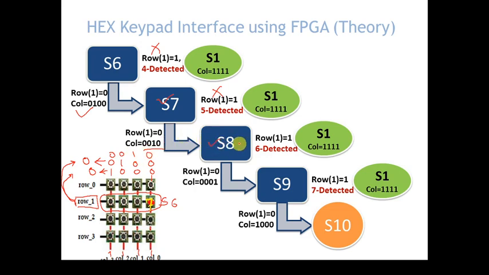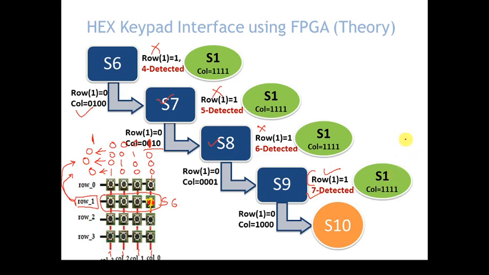In the S8 state, again check if row of 1 is 1. Because the 7th key is pressed, the output here also becomes 0, so this condition is also false. Then, as row of 1 is 0, we make the column value 0, 0, 0, 1. Because this 1 goes to this column and this key is pressed, the 1 is shorted here and the row value becomes 1. Right now we are in the S9 state. We check the first condition: if row of 1 is 1, yes, it is 1. Then 7 is detected, and we go back to the S1 initial state.